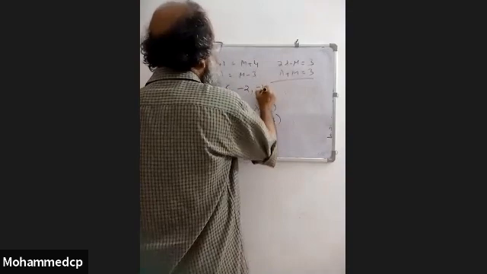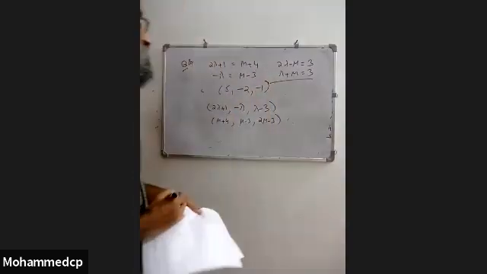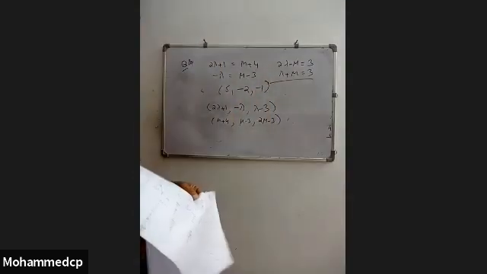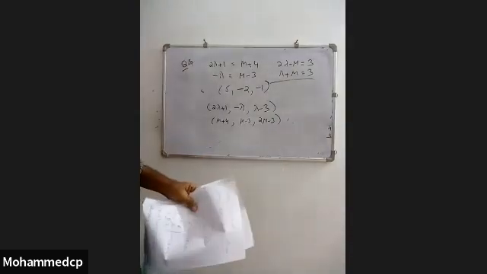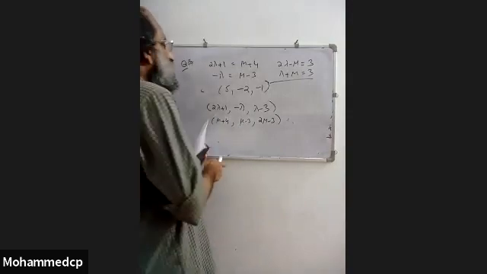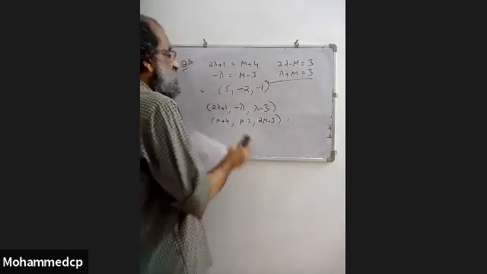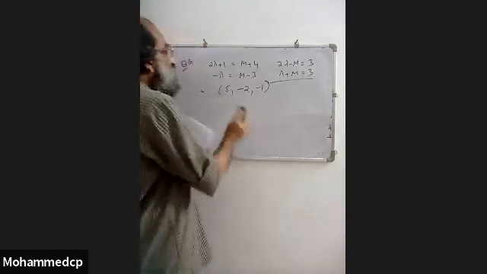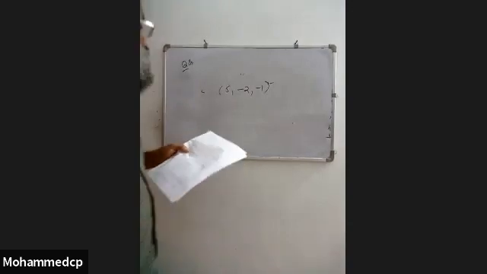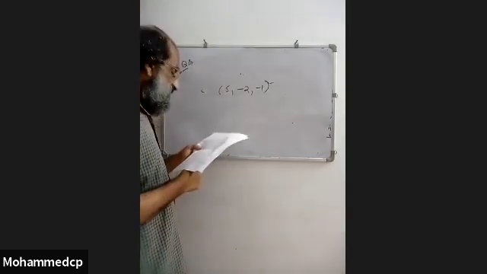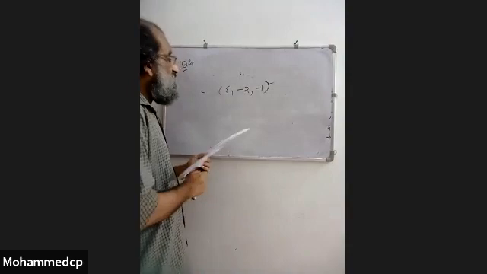We get 5, minus 2, minus 1. Now we have the point. Very simple to solve simultaneous equations; you need not use any difficult method. Now we have the point of intersection as 5, minus 2, minus 1, and this will satisfy the third equation also.